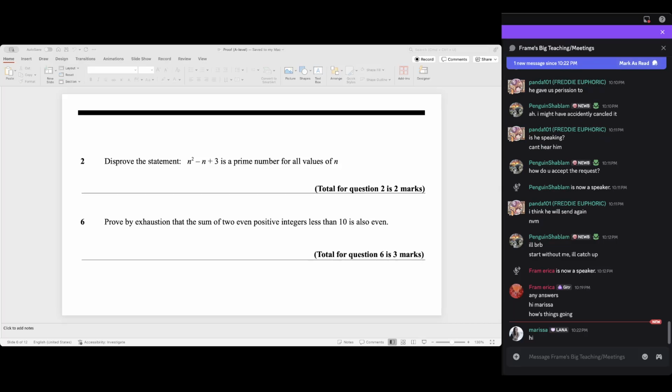So what you need to do is show all possible cases that it is even by exhaustion. Yeah. Oh, I get it now. This one with like adders in it.